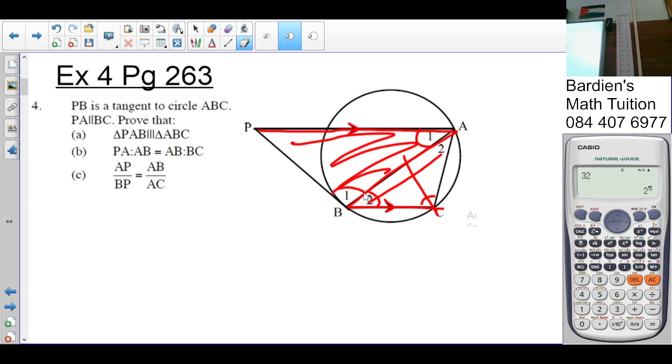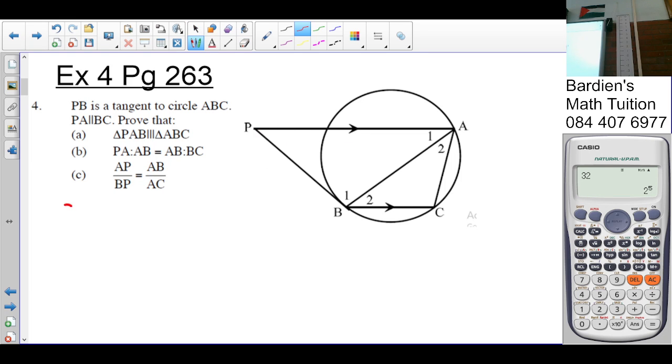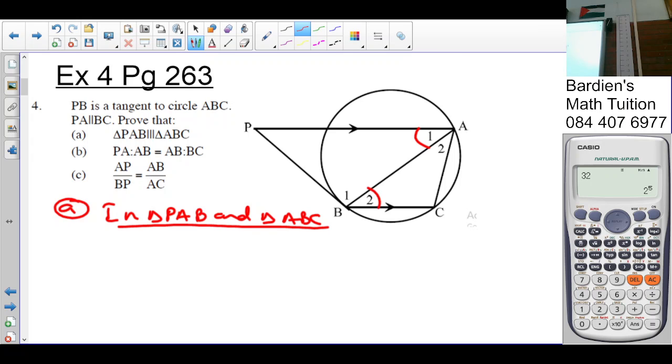And you do as I'm doing here: as I'm reading through it, I fill in the information. Right. So where do we start? We say in triangle PAB and triangle ABC. So in PAB, what can we say? We say that angle A1 is equal to B2. Why? These are alternate angles with PA being parallel to BC.